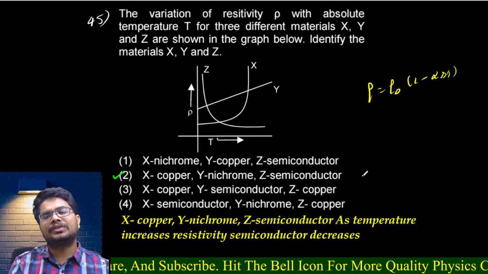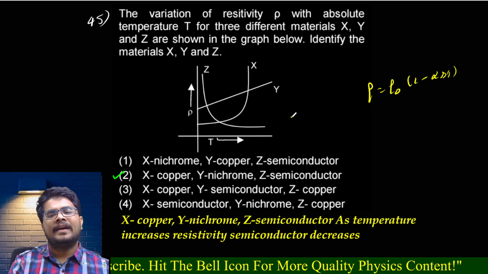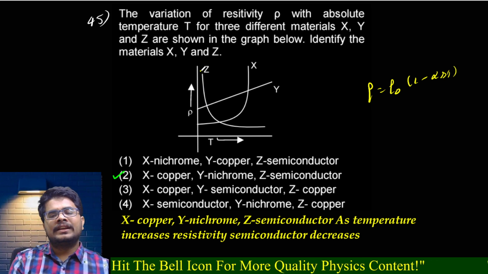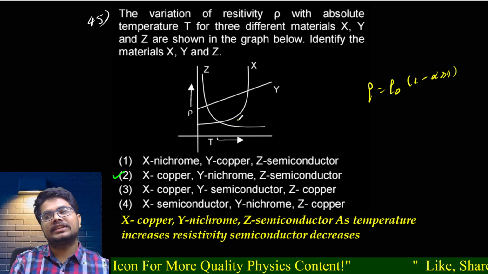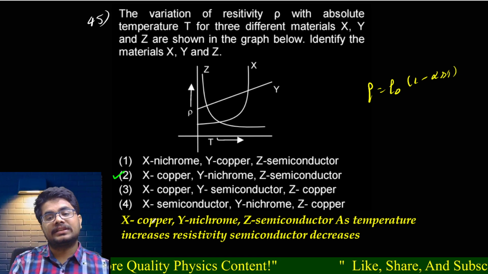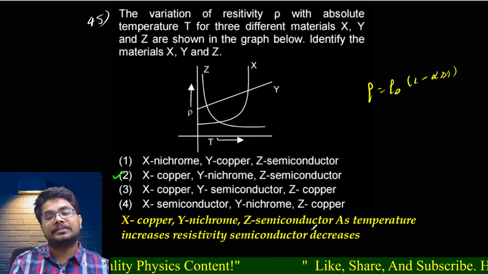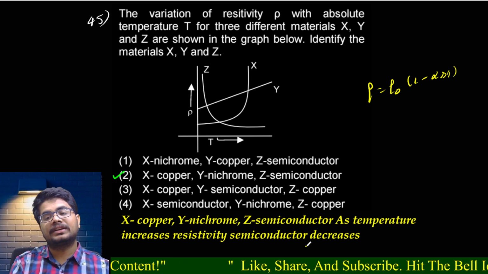So what will happen? Negative into positive. Then alpha is positive, so what will happen now? As temperature increases, delta T increases. Delta T increases means what will happen now? Resistance will decrease, na? That's what I mentioned here. X is copper, Y is nickel, Z is semiconductor. As temperature increases, resistivity of semiconductor decreases.